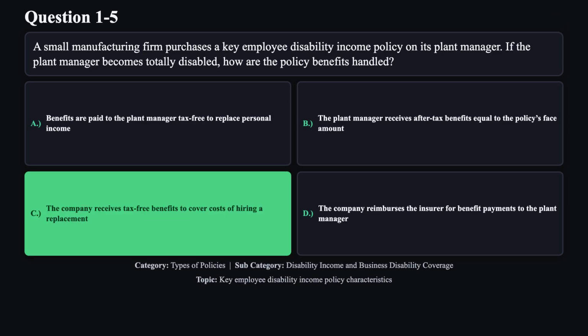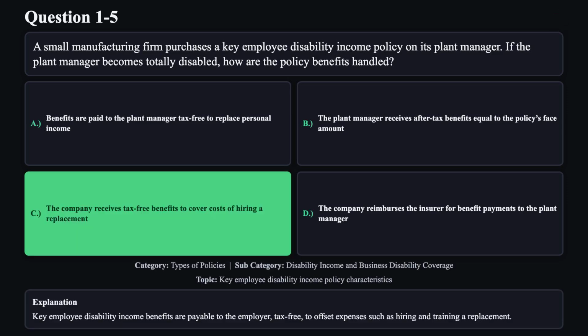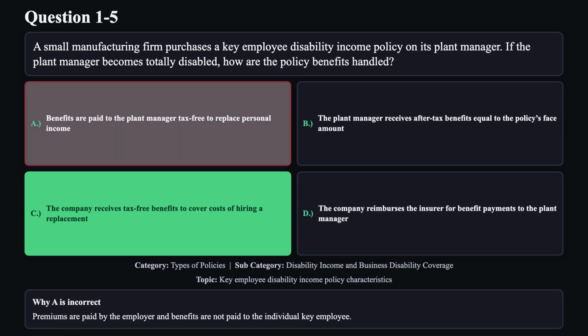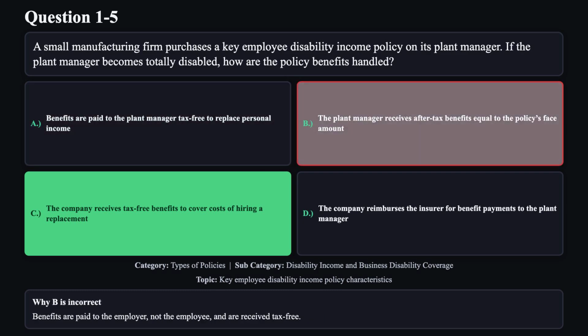The correct answer is C. Key employee disability income benefits are payable to the employer tax-free to offset expenses such as hiring and training a replacement. Reason A is not correct. Premiums are paid by the employer and benefits are not paid to the individual key employee. Reason B is not correct. Benefits are paid to the employer, not the employee, and are received tax-free.